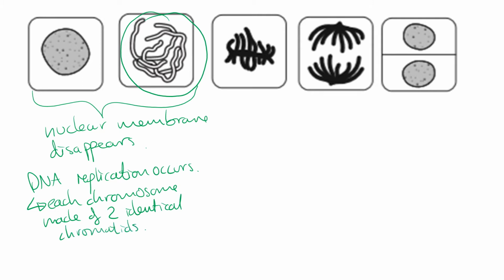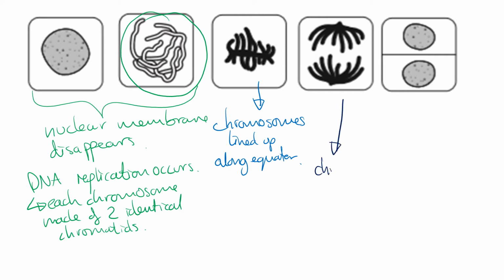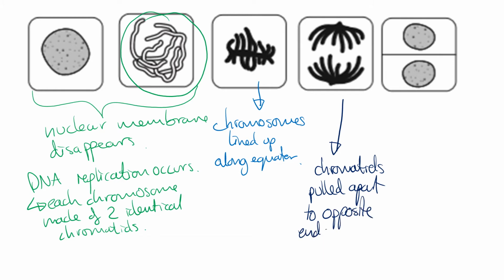Okay, what's happening in this next picture here, right? Chromosomes have lined up along the equator. We will also have our wee spindle fibres forming from our poles. Okay, next picture, what's happening here? The chromatids are being pulled apart. They're being pulled apart to opposite ends of the cell.